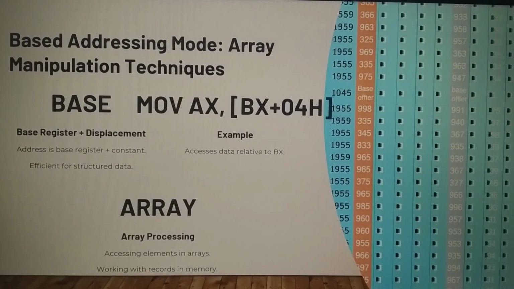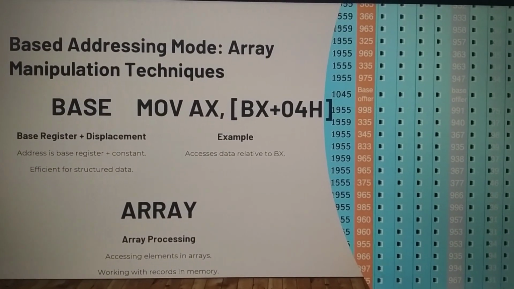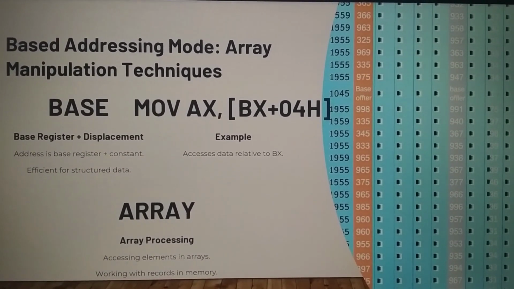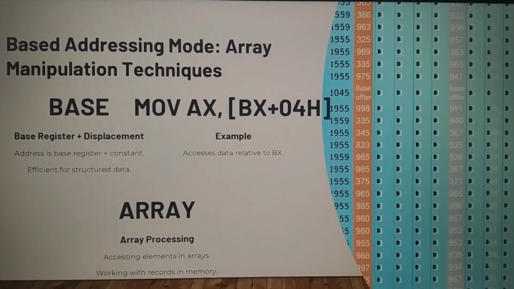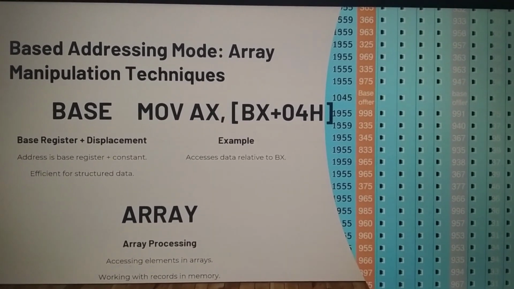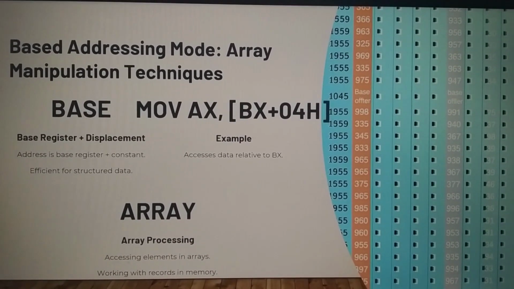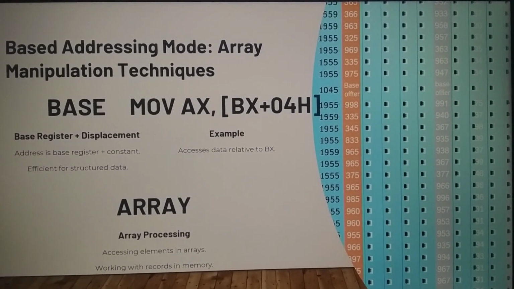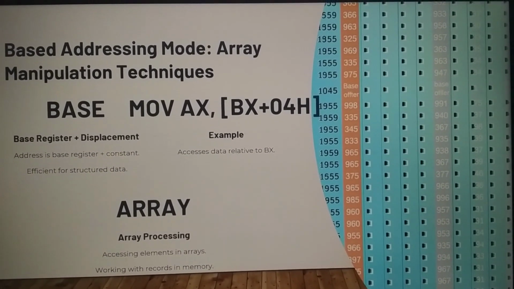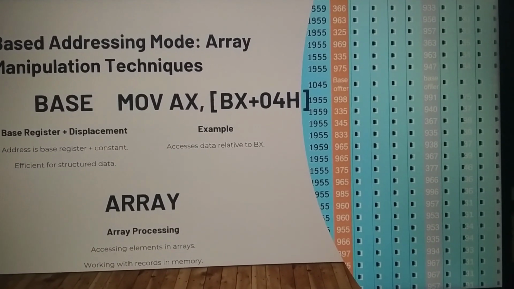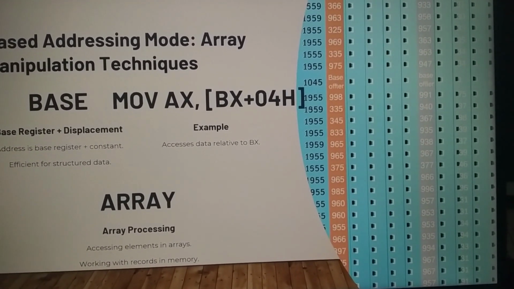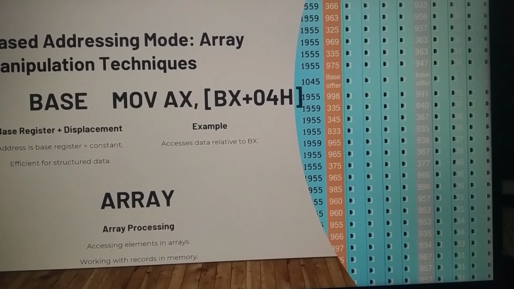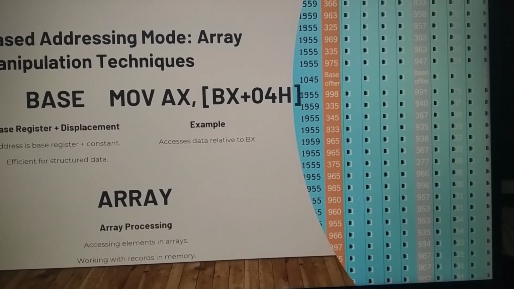Next type, based addressing mode: array manipulation technique. Base addressing mode of the 8086 microprocessor is commonly used for accessing elements in arrays and structured data. In this mode, the effective address of the operand is calculated by adding a displacement or offset to the contents of a base register, typically BX or BP. The base register acts as a pointer to the starting address of a data block, such as an array, and the displacement represents the position of a specific element within that block.